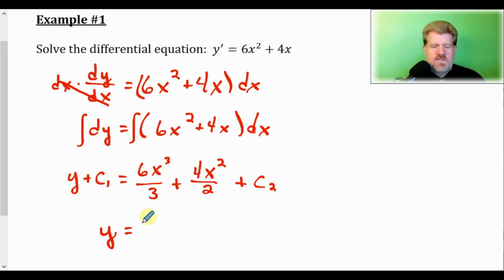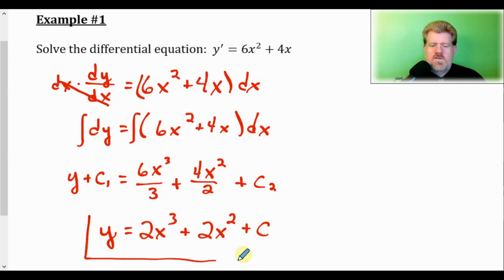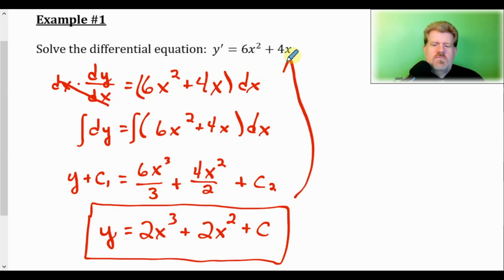So let's simplify this a little bit. 6 divided by 3 is 2. And we'll just say plus some constant value. This is our solution to our separable differential equation. So if I take the derivative of this, I should end up with that. The derivative of y is y prime. The derivative of 2x cubed is 6x squared. The derivative of 2x squared is 4x. The derivative of a constant value is 0. That is a solution to a differential equation, a separable differential equation.